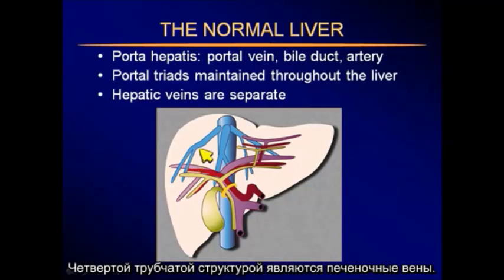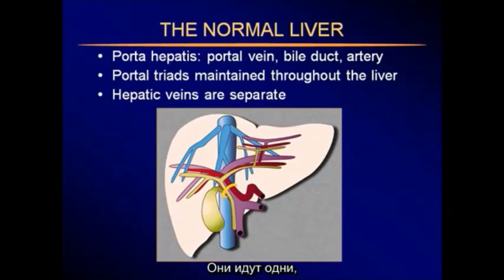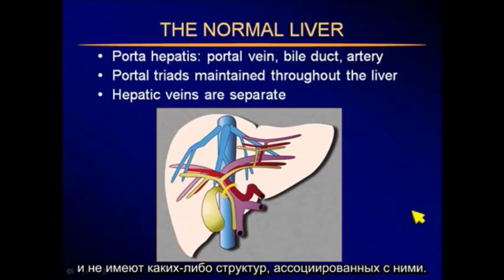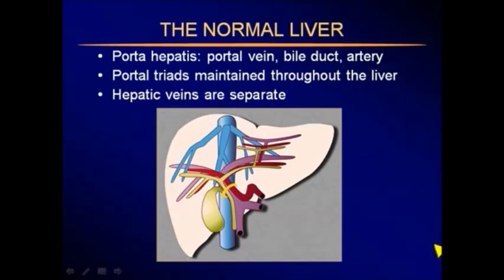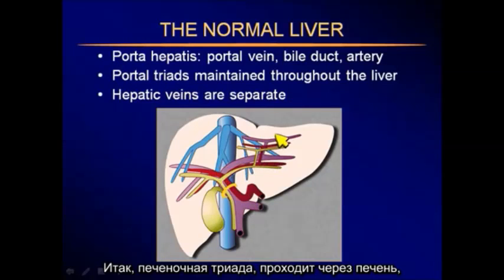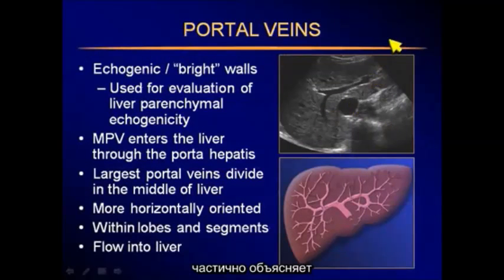The 4th tubular system is the hepatic veins. Now, the hepatic veins drain the liver superiorly towards the IVC, inferior vena cava, and they stand alone. They do not have anything associated with them, and that becomes important to us. We'll see in a minute. So the portal triads are maintained throughout the liver, and that is partially what is causing this reflectivity of the walls. Portal veins have bright echogenic walls, and we use this for comparison of parenchymal echogenicity.